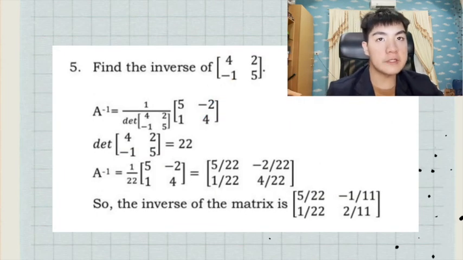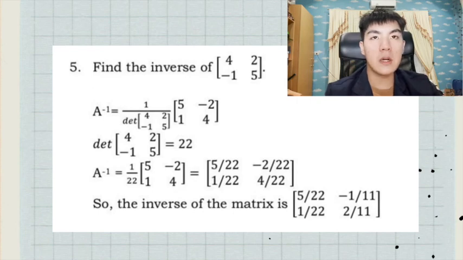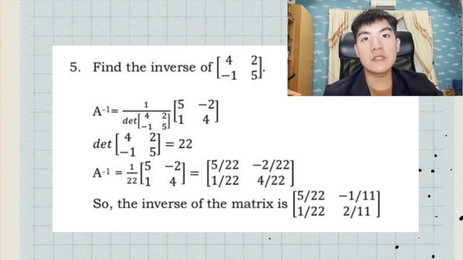And number 5, find the inverse of the 2 times 2 matrix of 4, 2, negative 1, and 5. So the inverse matrix A equals 1 per determinant of the matrix 4, 2, negative 1, 5 times the matrix 5, negative 2, 1, 4. The determinant of matrix 4, 2, negative 1, 5 equals 22. So the inverse of A equals 1 per 22 times the matrix of 5, negative 2, 1, and 4, which equals the matrix of 5 per 22, negative 2 per 22, 1 per 22, 4 per 22, which we can simplify, and so the inverse of the matrix is 5 per 22, negative 1 per 11, 1 per 22, and 2 per 11.